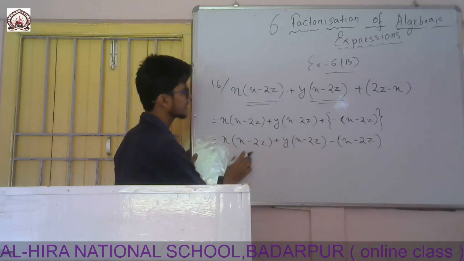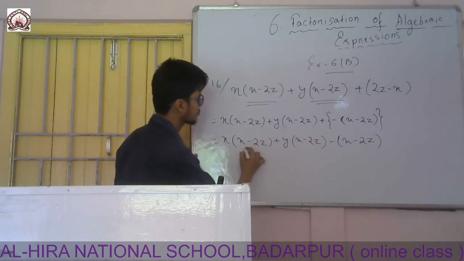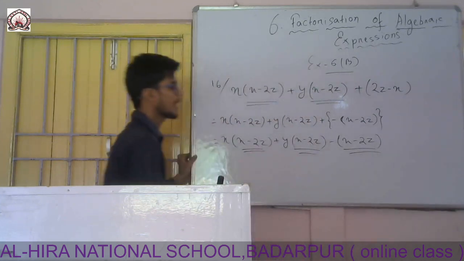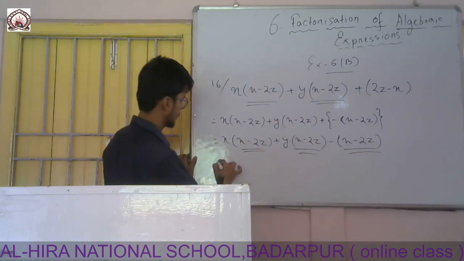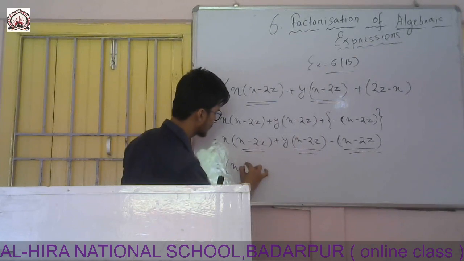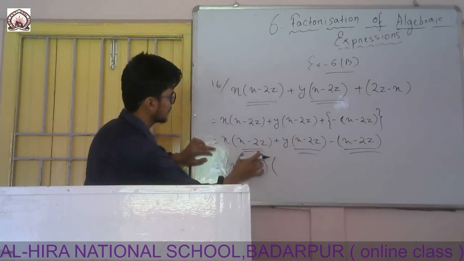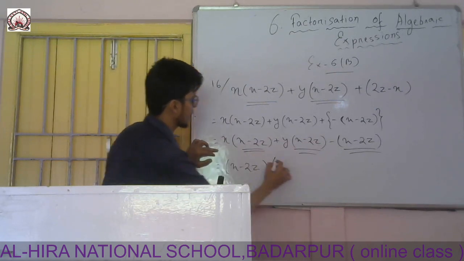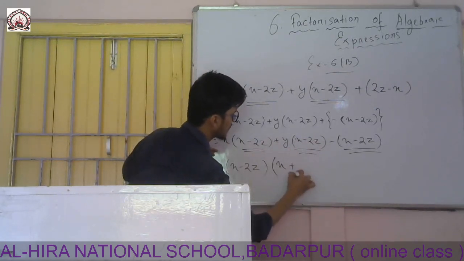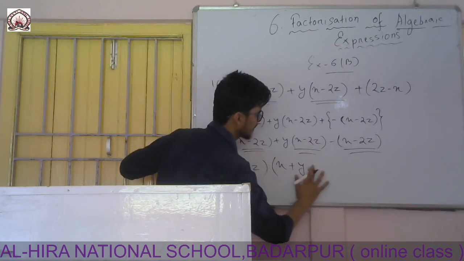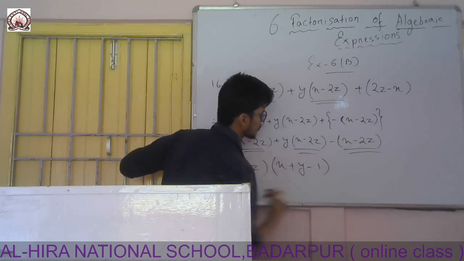So now I can take out the common term, x minus 2z, in this term also x minus 2z. So x minus 2z will be the common term here. Now I will give a bracket. After taking out x minus 2z, there is x left, there is a plus sign, there is y left, and there is nothing here, that means, and the sign is minus, so I will put minus 1.